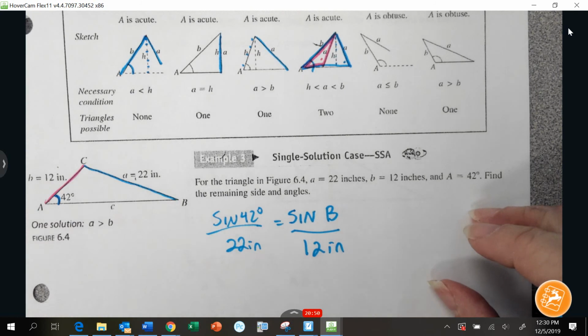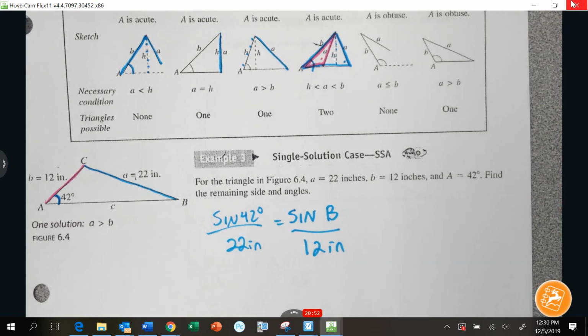What time do we get out? Do you know? Should I look? What? 50? It's 50. Okay. I just want to make sure that I get through all the examples for you so you have notes.